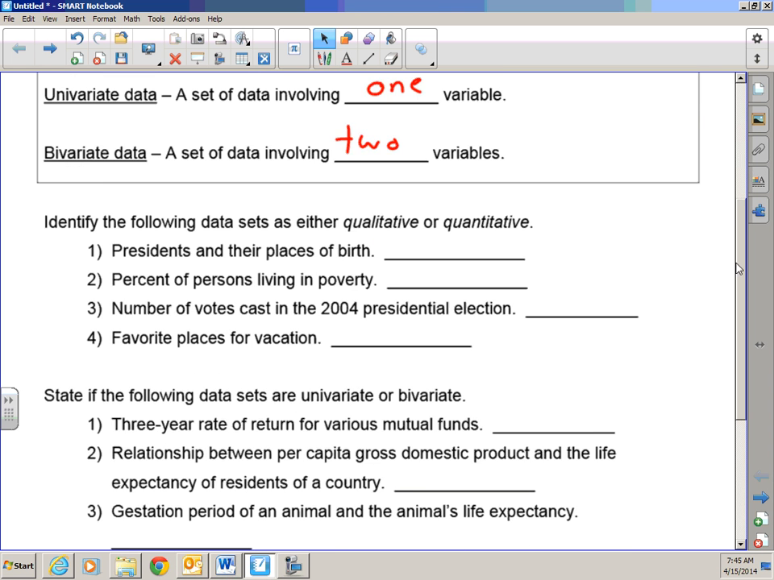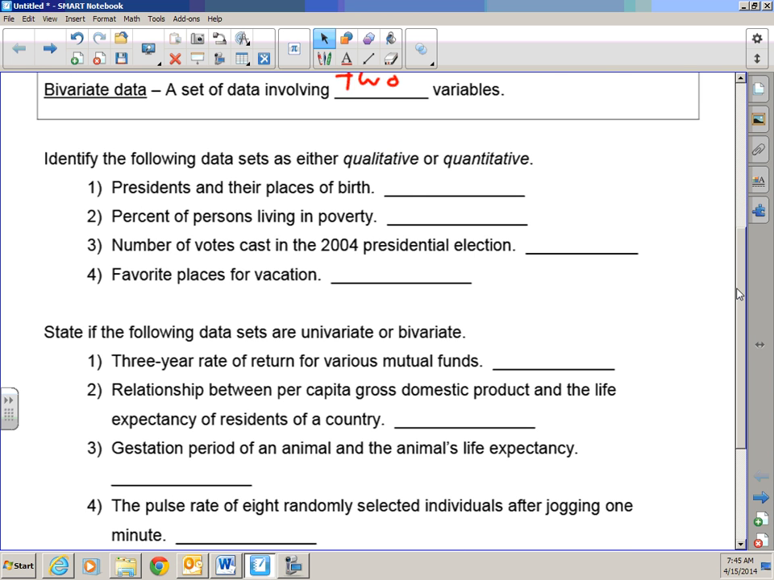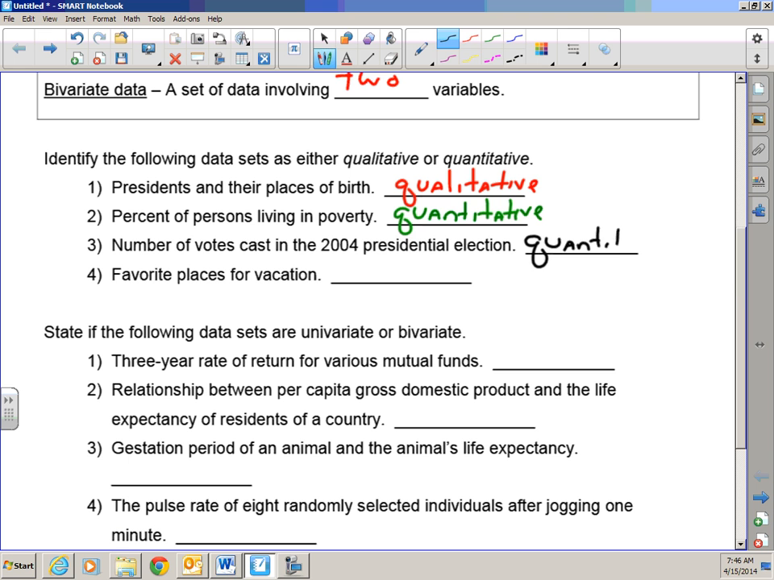If we're talking about presidents and their places of birth, that's qualitative. If we're talking about the number of people living in poverty, that's quantitative. If we're talking about the number of votes cast in an election, that's quantitative. And if we're talking about your favorite places for vacation, that's qualitative.